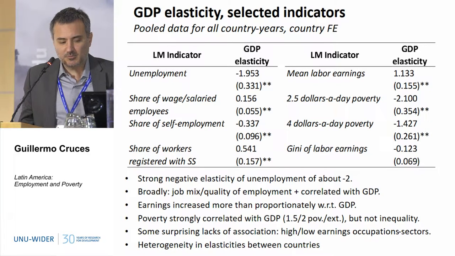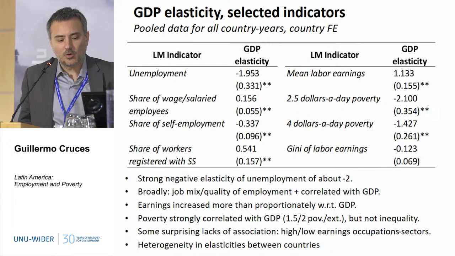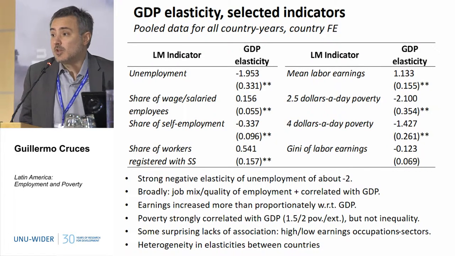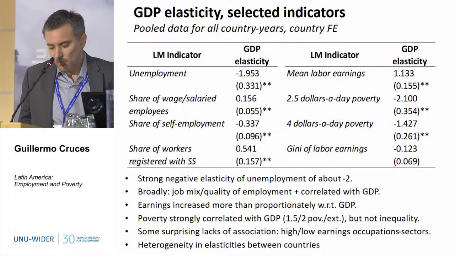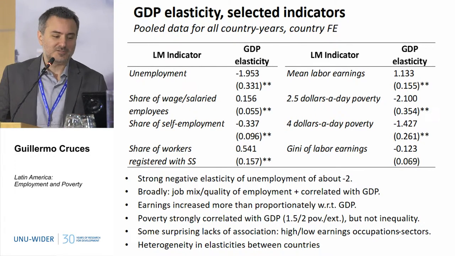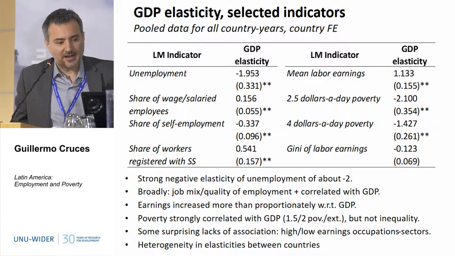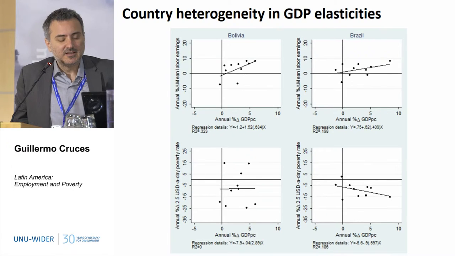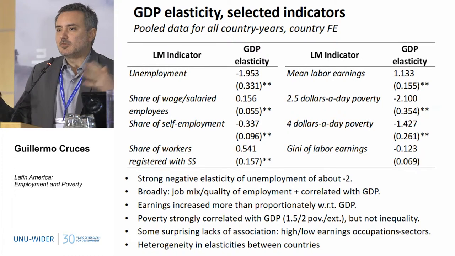We also find some surprising lacks of association, some no correlations. For instance, we found no correlation between changes in GDP and changes in high and low earnings occupations, high and low earning sectors. We were surprised about that, and this is certainly something that is worth looking at more in depth in specific case studies that I know are being conducted by people in the audience. So this is something we would like to know about, definitely. And as I said, there is a lot of heterogeneity hiding behind these averages, and lots of differences, not only in the magnitude, but also in the patterns.